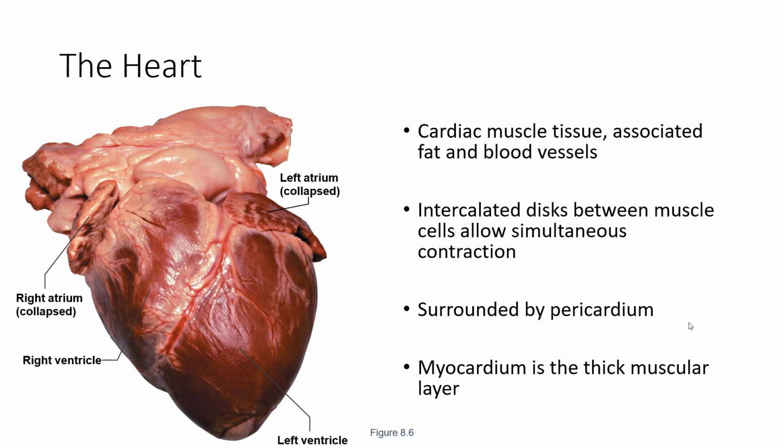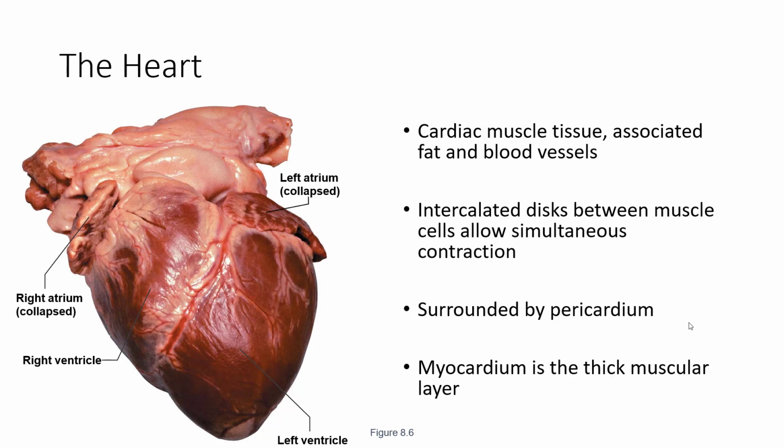We know that heart muscle is different than skeletal muscle because heart muscle has intercalated discs. And these discs between the muscle cells allow simultaneous contraction and the sharing of charge in any 2 cells that are adjacent and that will share these intercalated discs.